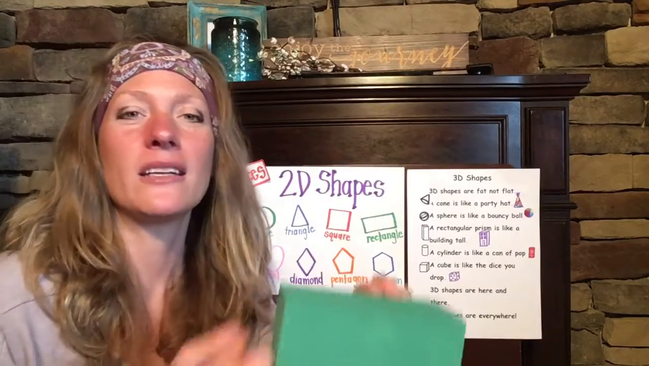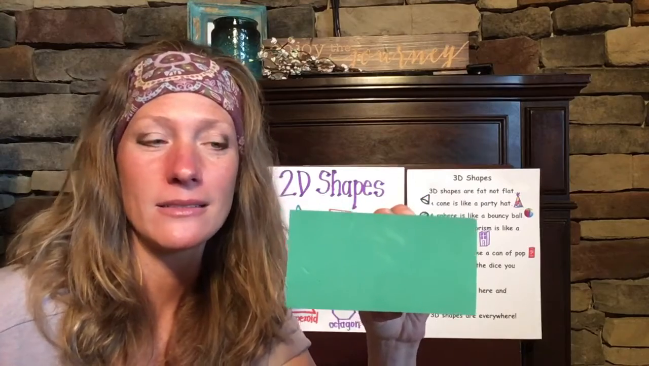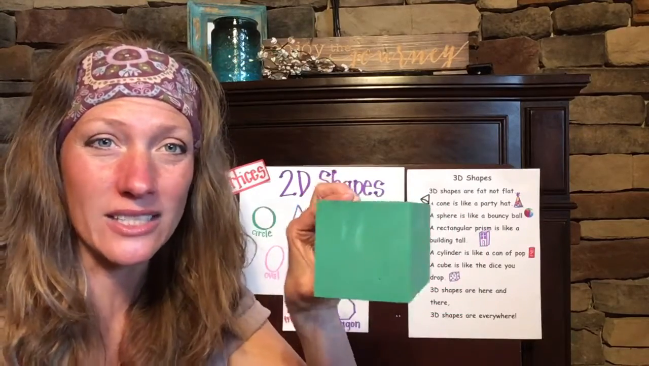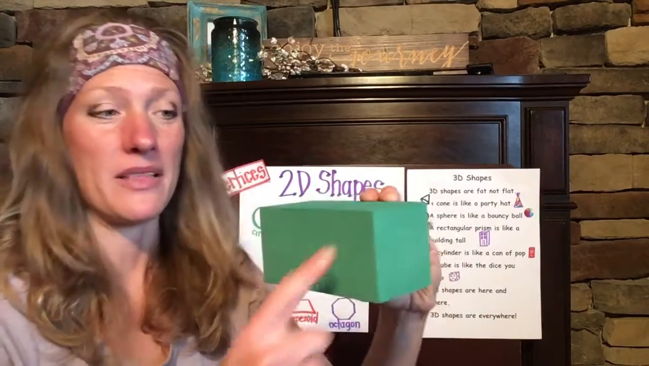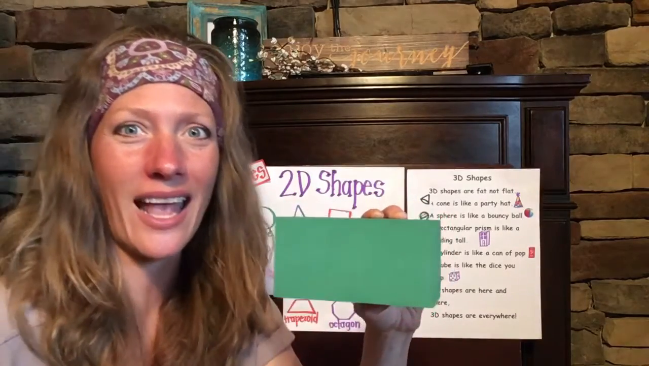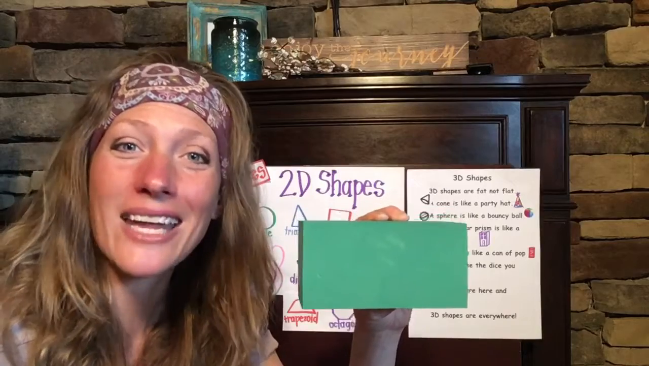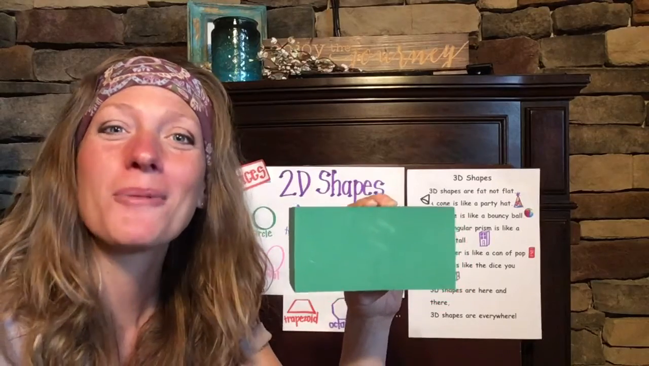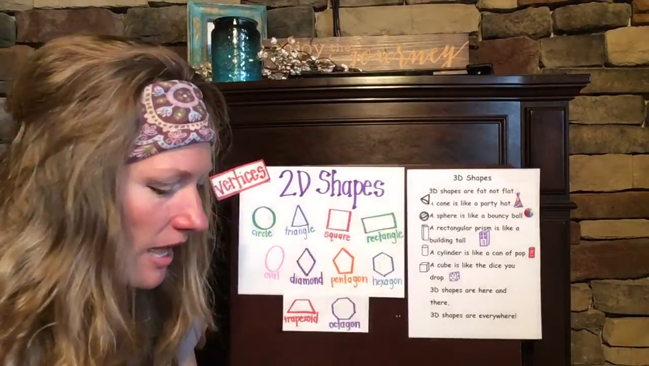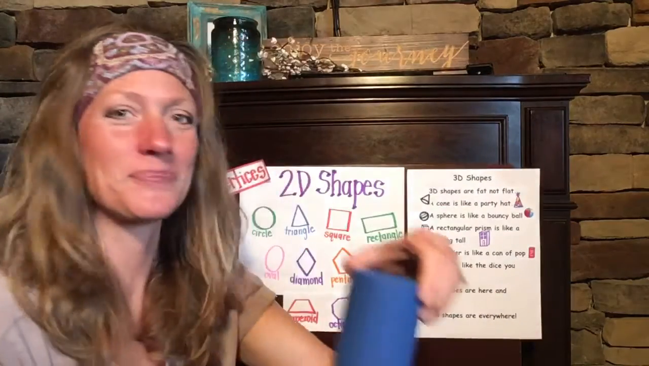Do you know what 3D shape this is? Now the ends look like a square, but the sides look like a rectangle. Yeah, this one is called a rectangular prism. Can you say it? Rectangular prism. Good job. Okay, we've got a couple more.